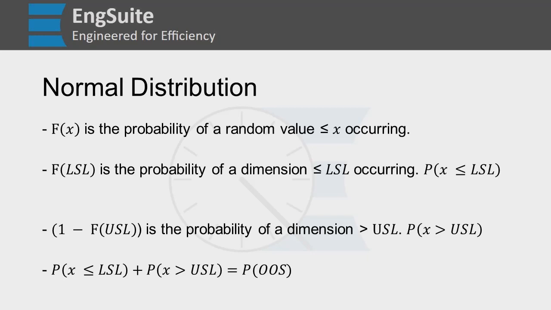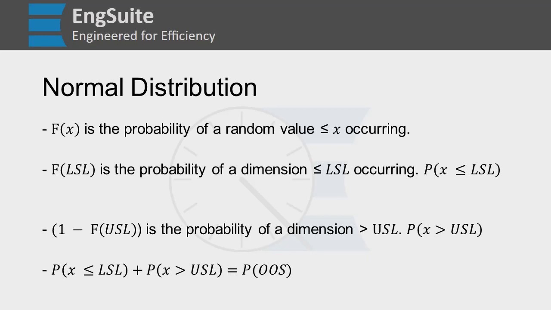Okay, so now we know that if the data is normally distributed, we can use the cumulative distribution function of the normal distribution to calculate the probability of getting an out of spec condition.